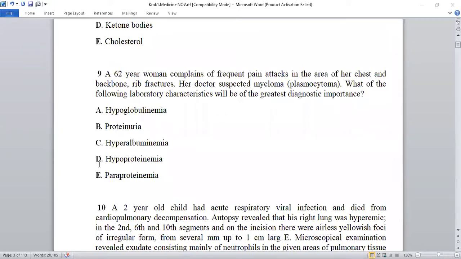So in this case, they are saying that a 62-year-old woman complains of frequent pain attacks in the area of her chest and backbone, rib fractures. Her doctor suspected myeloma. Which of the following laboratory characteristics will be of the greatest diagnostic importance? It will be paraprotein. But next time, when you don't see paraprotein and see Bence-Jones protein, it is the same thing. So let's move on to the next question, please.